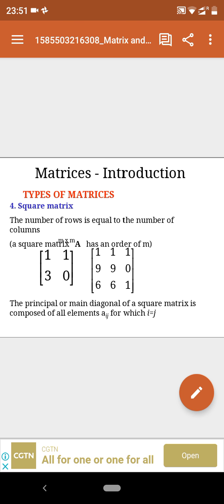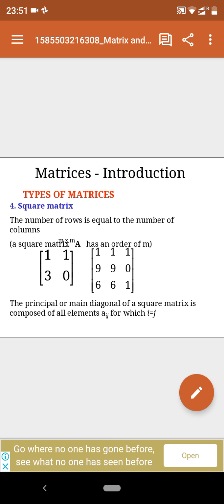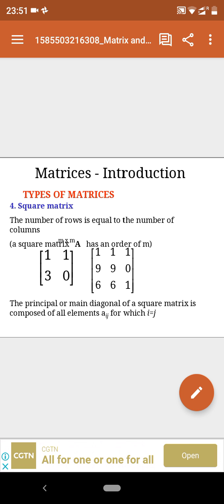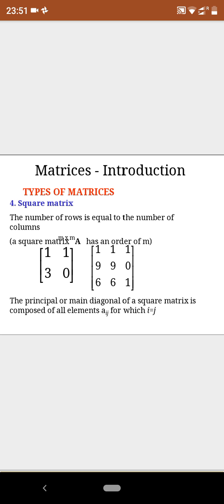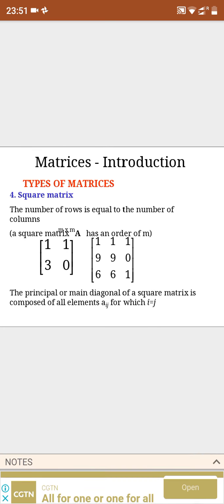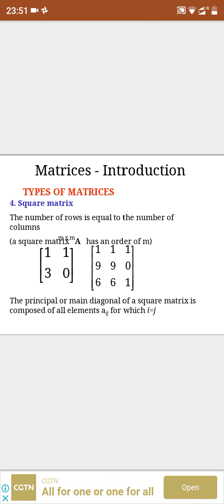So abhi tak humne kya padha? What is a row matrix? That has only one row, it can have any number of columns. What is a column matrix? That has only one column, it can have any number of rows. Question ये आता है, can we have a matrix which is a row as well as a column matrix? Of course, a matrix of order 1 by 1. A matrix which has only one row and one column is both a row and a column matrix. No other matrix can be simultaneously both a row as well as a column matrix.